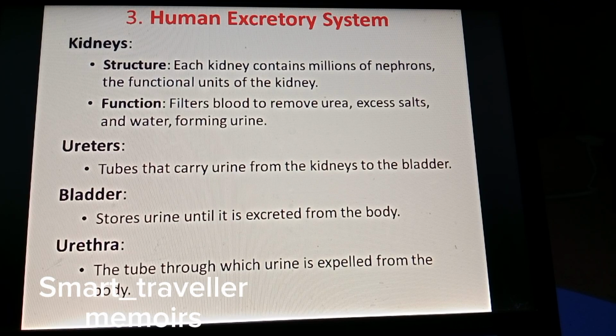Ureters. These are tubes that carry urine from the kidneys to the bladder. Bladder stores urine until it is excreted from the body. Urethra, the tube through which urine is expelled from the body.